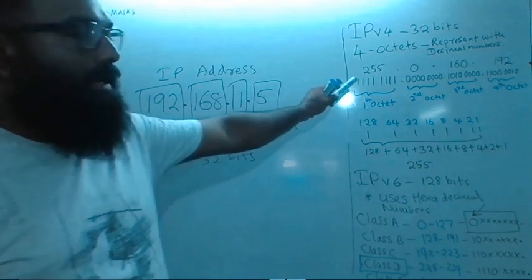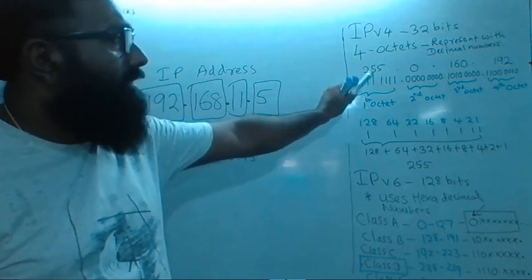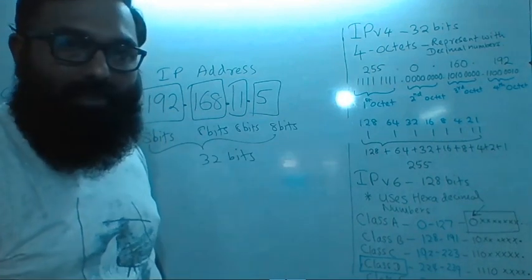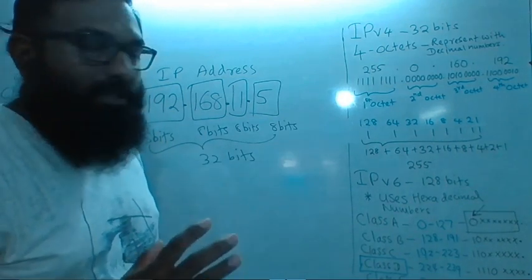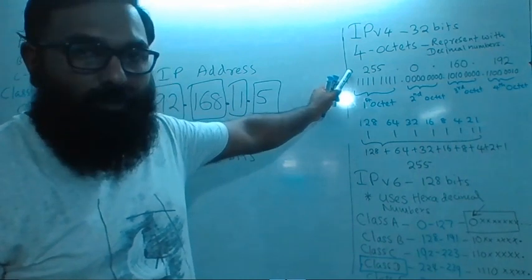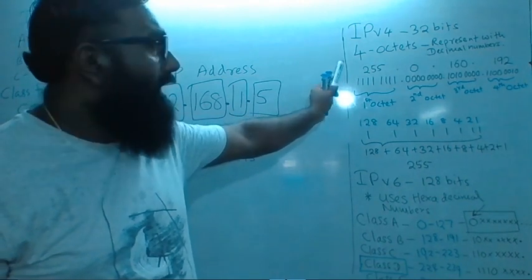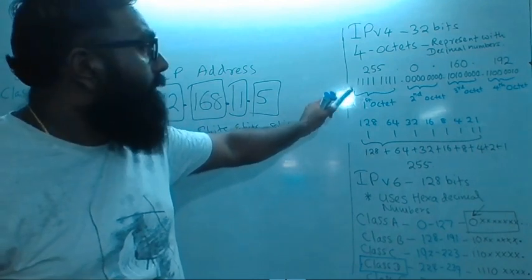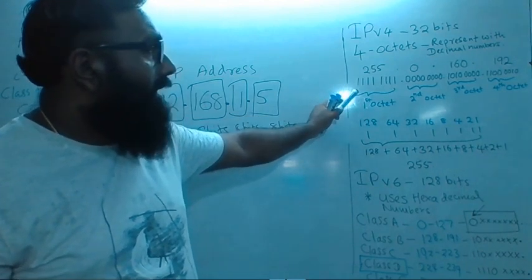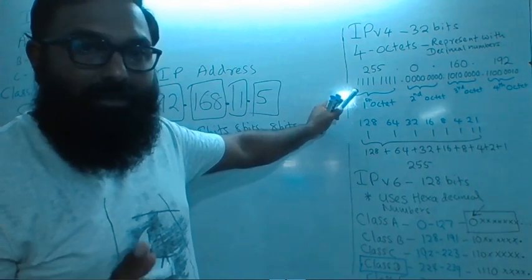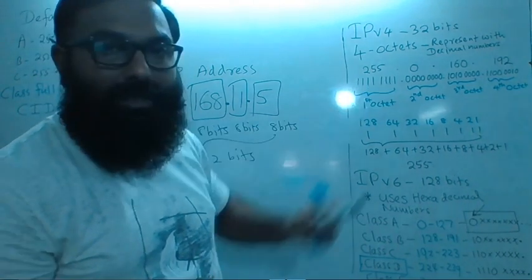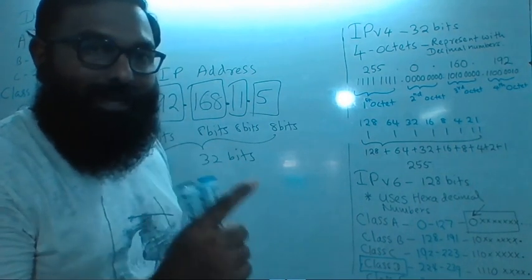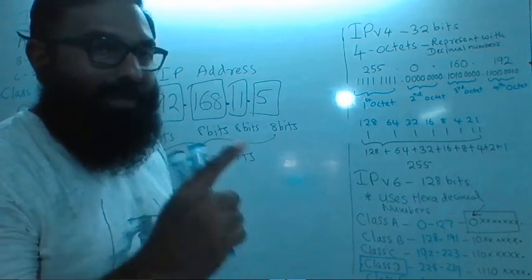Now here you can see I have given 255.0.160.192. One IP address is given. So this 255, what will happen? You have to convert it into binary. You all know how to convert into binary, right? So you are converting, and you get 8 bits, 8 ones. 255 can be represented with 8 bits, that means with the help of 8 ones.